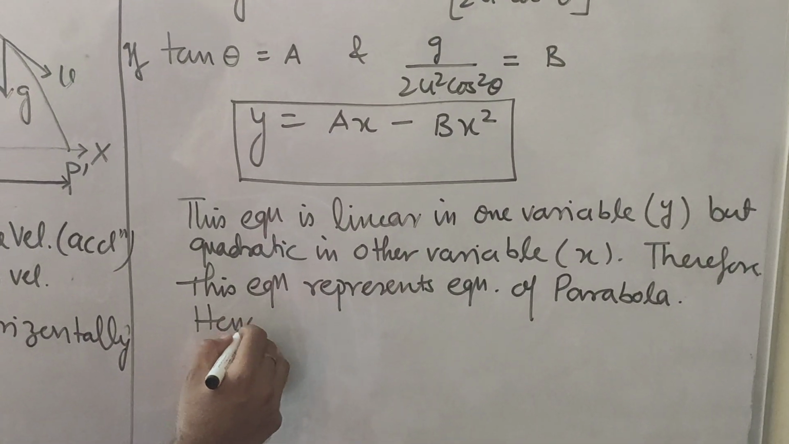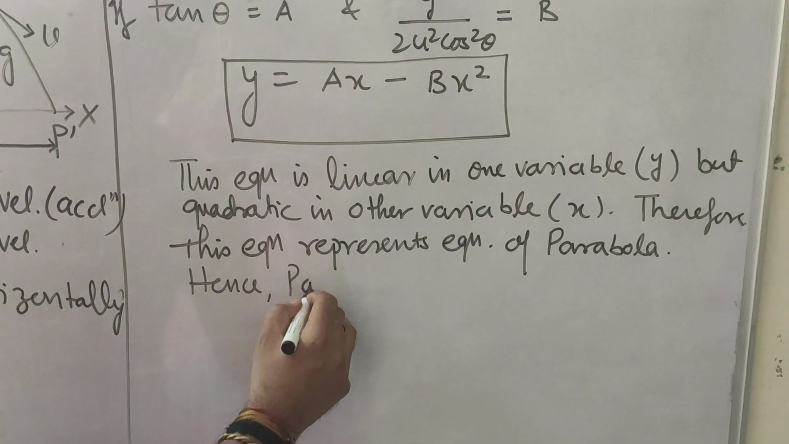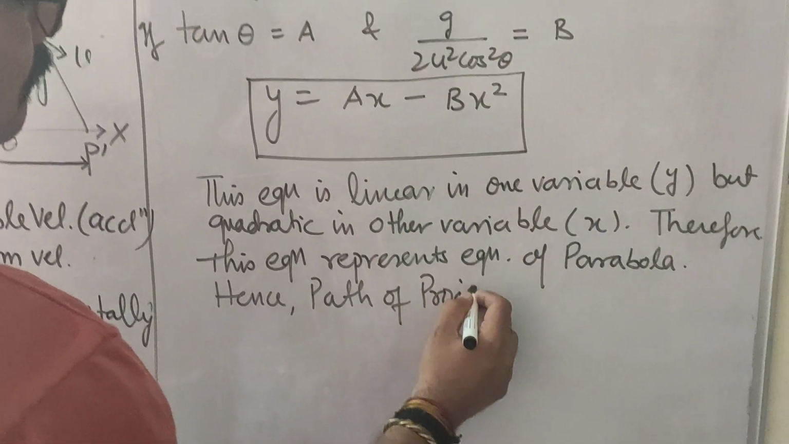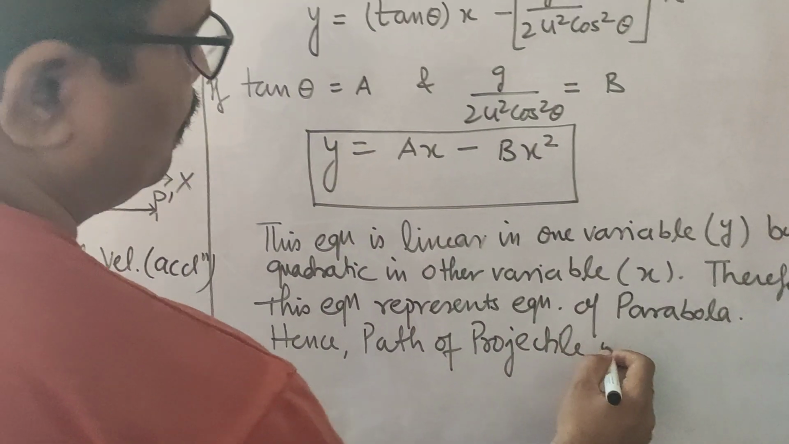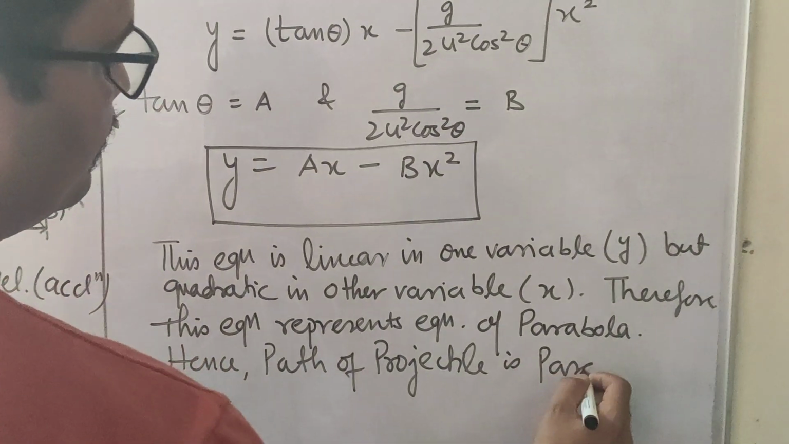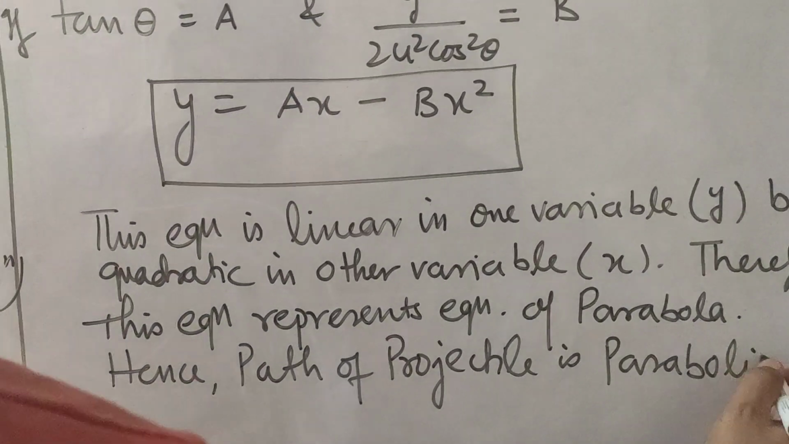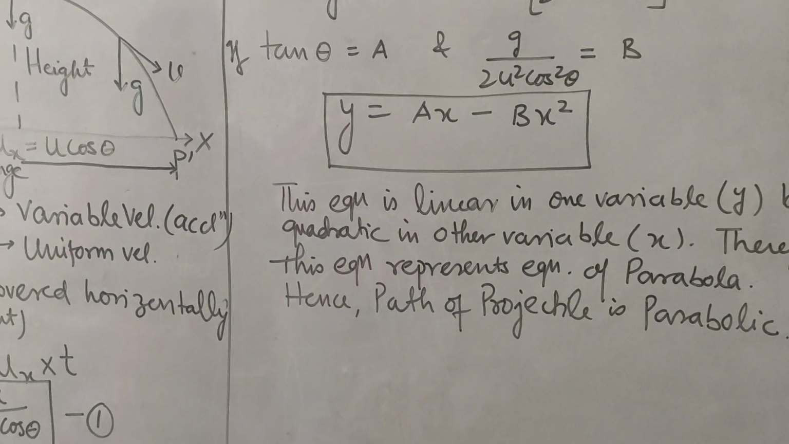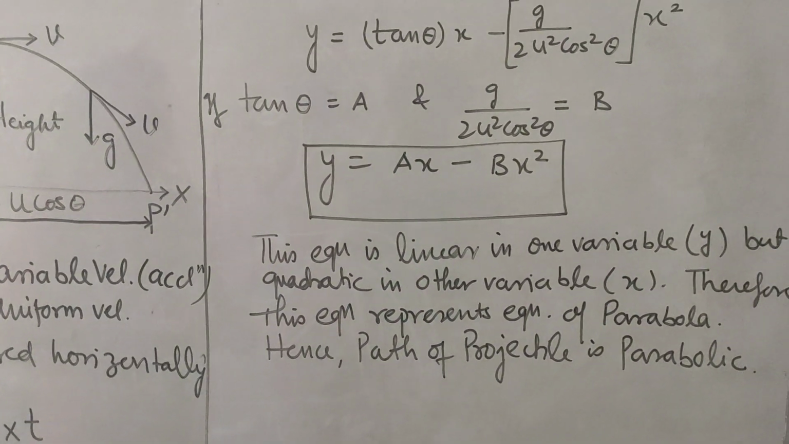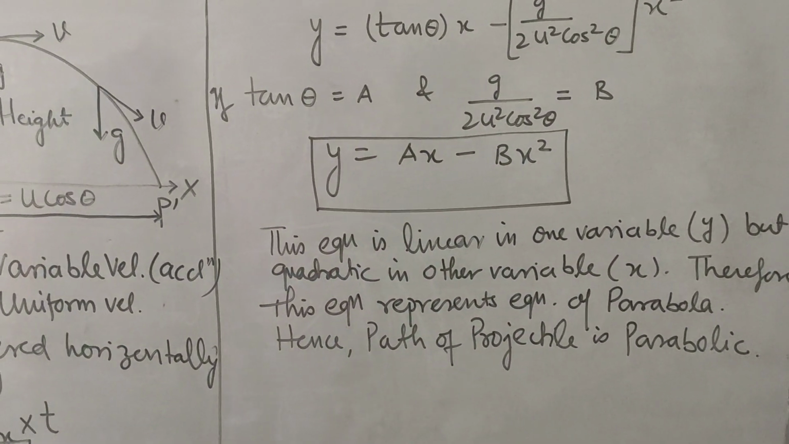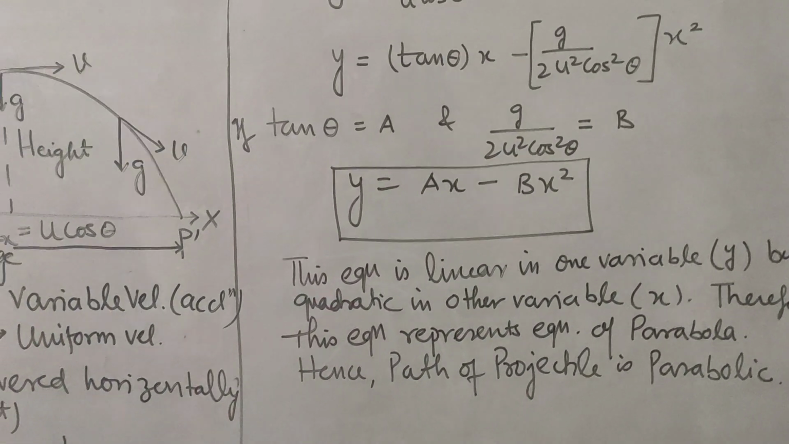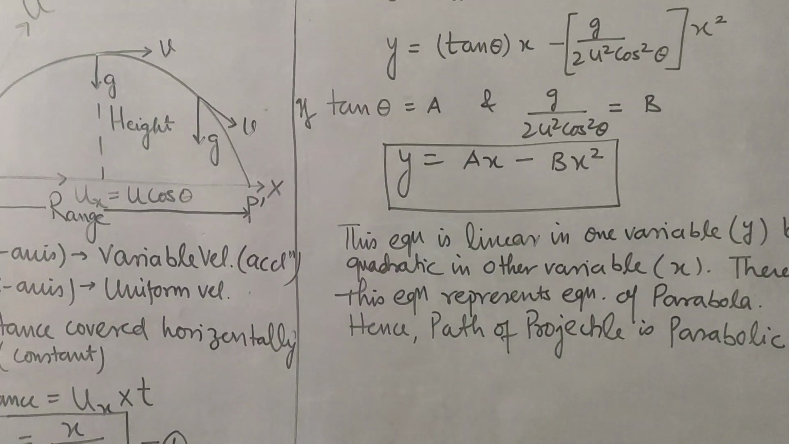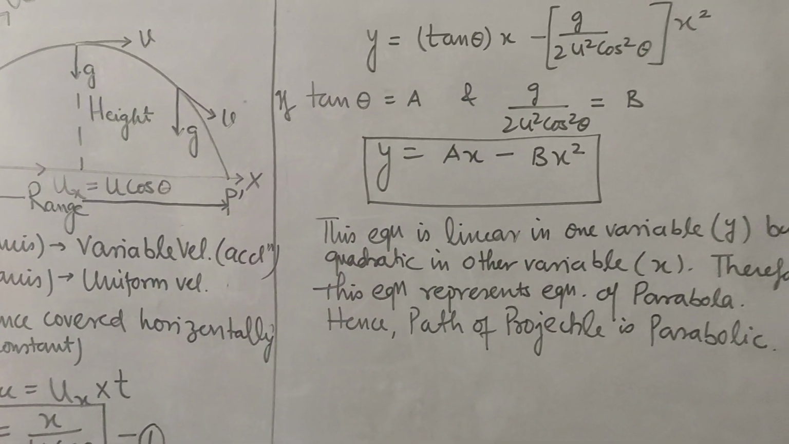hence path of projectile is parabolic. Path of projectile is parabolic. This is how you will prove that trajectory of projectile is parabolic. This much you have to do.